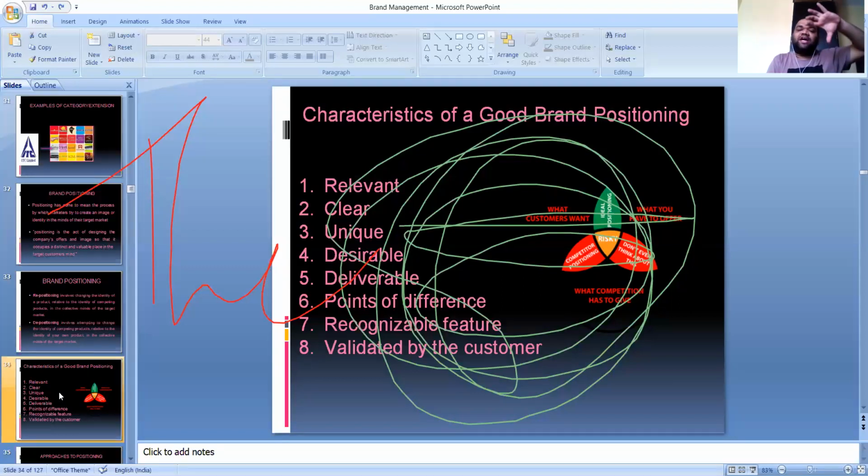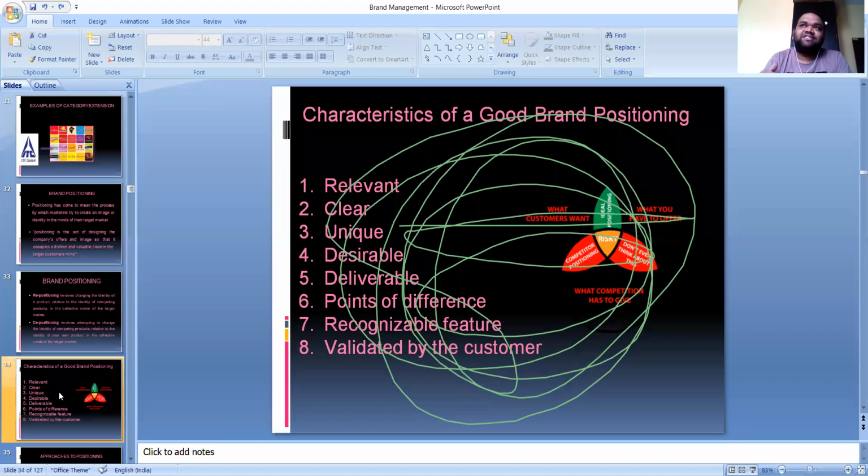You have to go with the ideal positioning and competitive positioning, because it's an intersection of all these three. And what are the characteristics of a good brand positioning? It should be relevant, whatever product you are offering, and clear. You have to be very clear what you are offering to a customer to satisfy their want, and it should be unique from the competitors, and it is desirable.